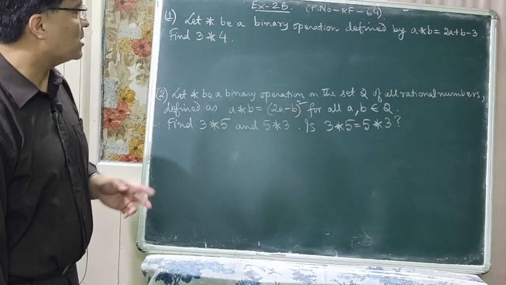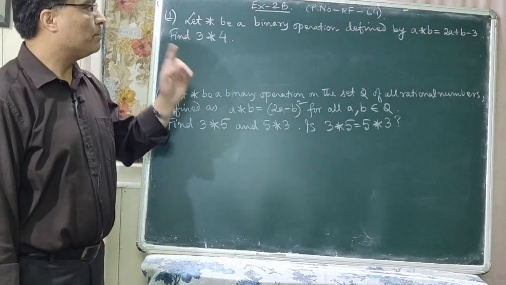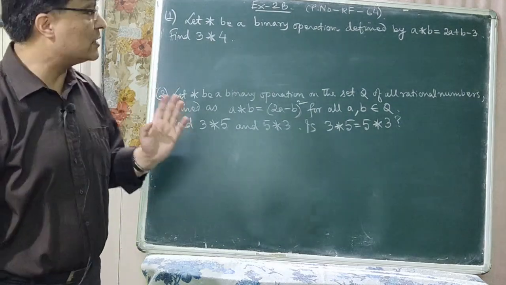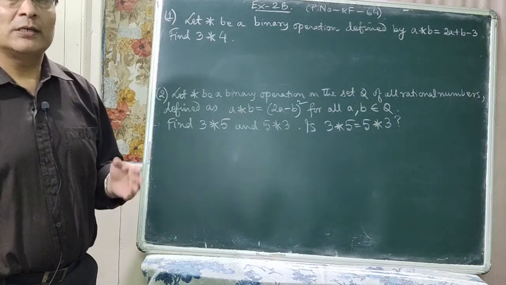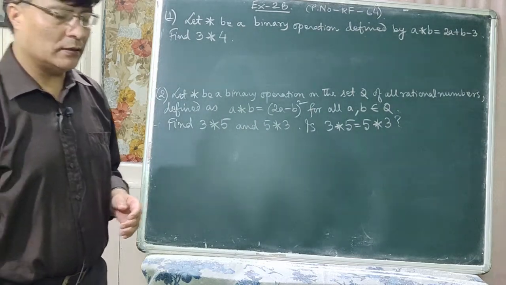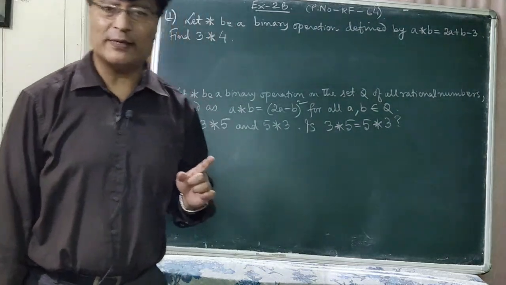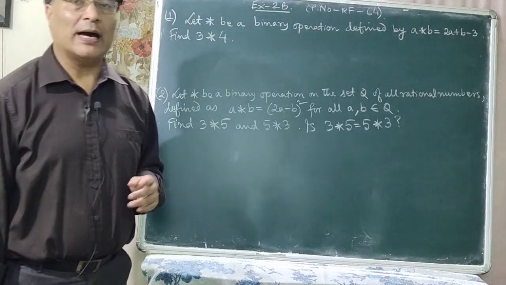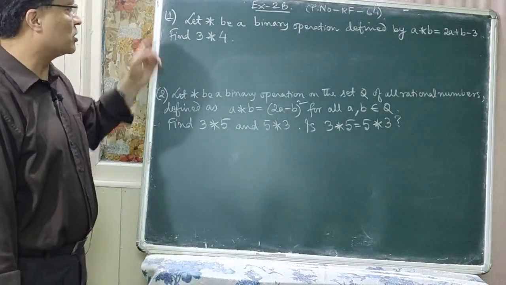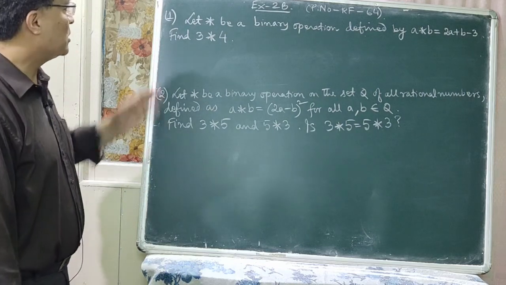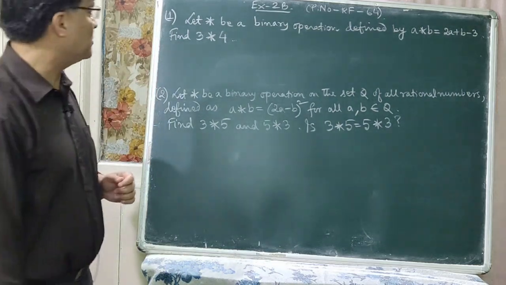So today's exercise is exercise 2B, relation and function chapter, from page number 64 from the book Senior Secondary School Mathematics for class 12 by R.S. Agarwal. Right? So let's start from question number 1. So these are all short answer type questions.